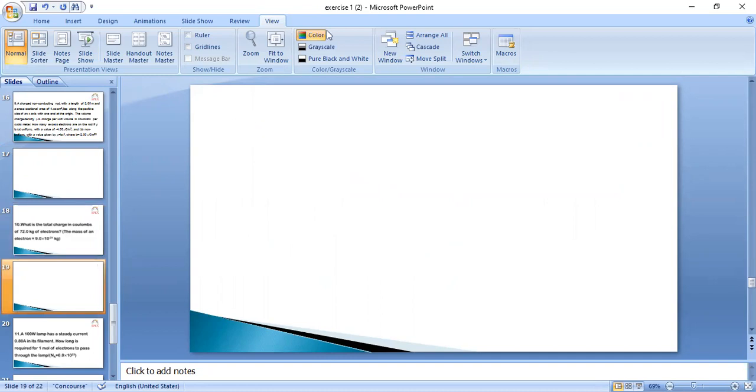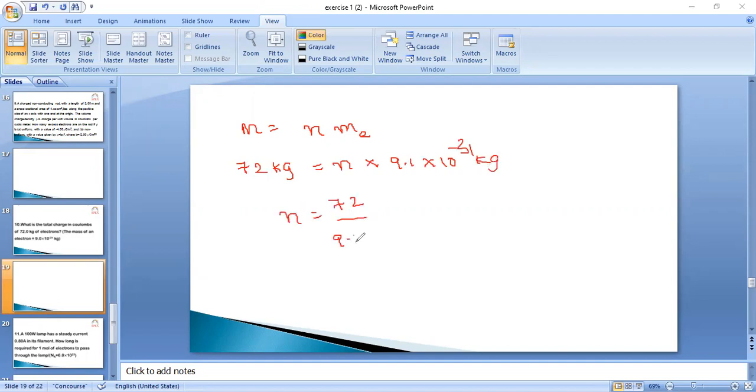Total mass of electrons is nothing but number of electrons into mass of each electron. So total mass is given as 72 kg, and the number of electrons we don't know here, and the mass of each electron is 9.1 into 10 power minus 31 kg. Now n becomes 72 by 9.1 into 10 power minus 31. By solving this, you will get nearly 8 only, that is 7.9 into 10 power 31 number of electrons will be there.